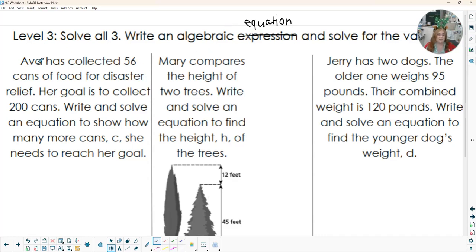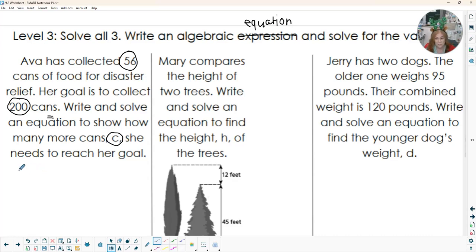So Ava has collected 58 cans of food for disaster relief. Her goal is to collect 200 cans. Write and solve an equation to show how many more cans C. So I need to use 56, I need to use 200, I need to use C, and it says an equation, I need an equal sign. So those are the things I have to have. Now we need to decide what are we doing with them. So this is what she has. She has this much. And this is her goal. This is her total. So that's like the answer. So we want to know how many more of that she's doing. Now there's a couple ways we could write this.